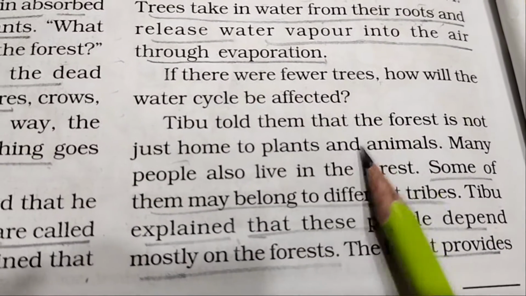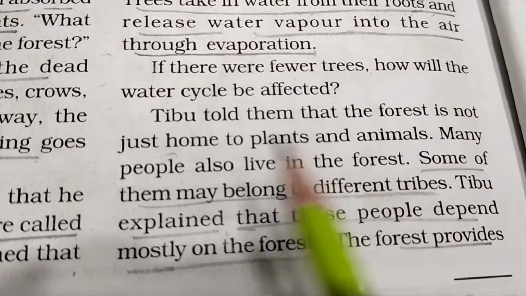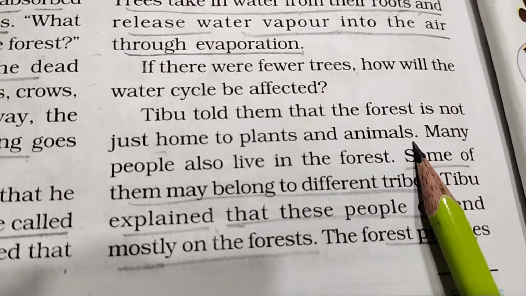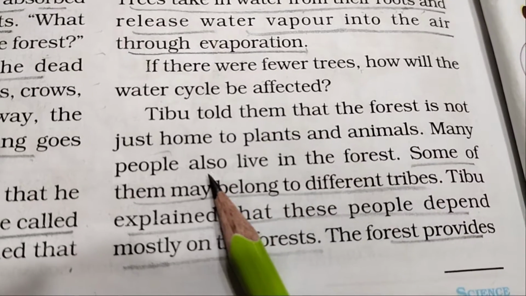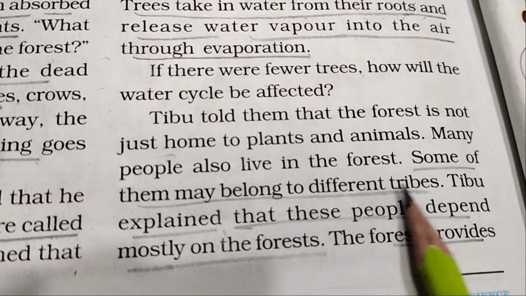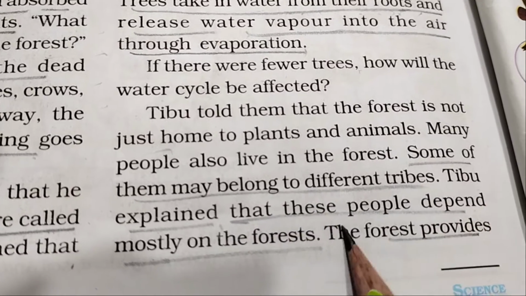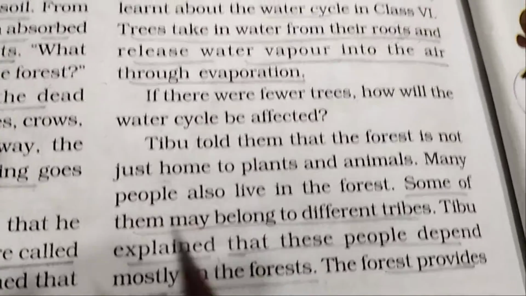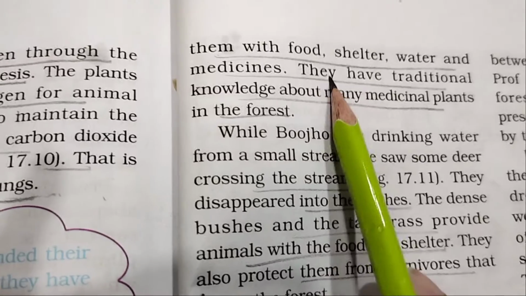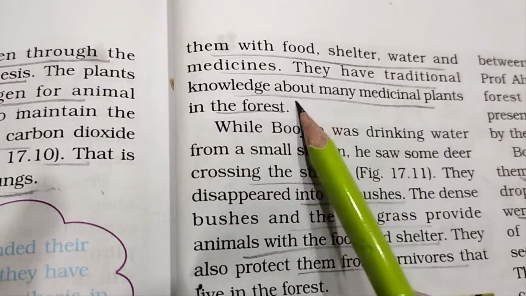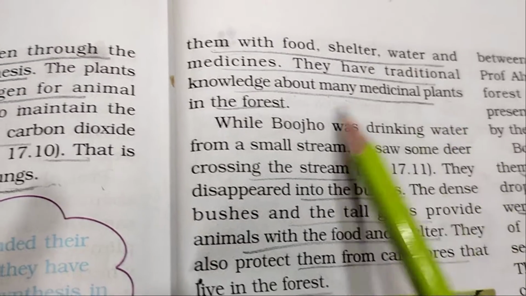So Tibu told them that the forest is not just a home to plants and animals, कि forest सिर्फ plants और animals का ही घर नहीं है, बहुत से ऐसे लोग हैं जो forest में रहते हैं. Some of them belong to different tribes also. So Tibu explained to them that these people depend mostly on the forest, and the forest provides them with food, shelter, water, and medicines also. They have traditional knowledge about many medicinal plants in the forest.